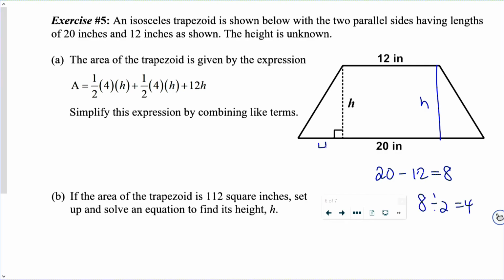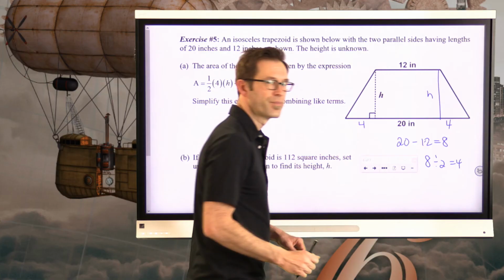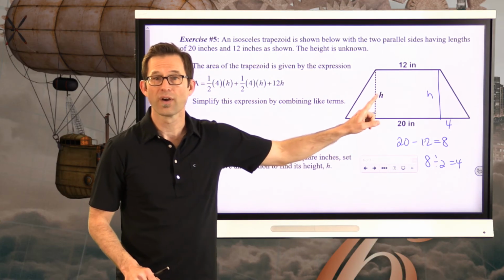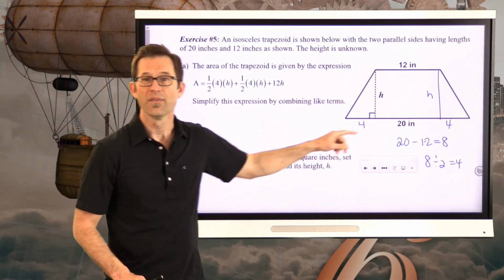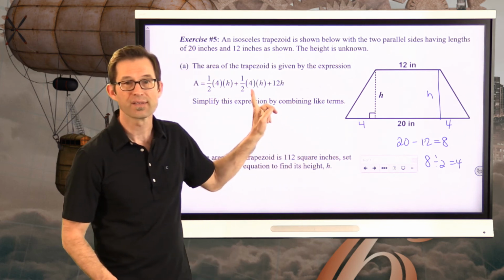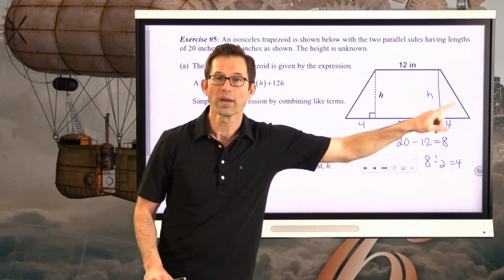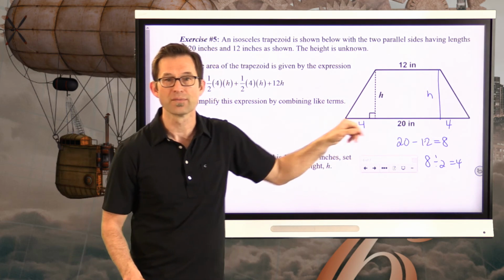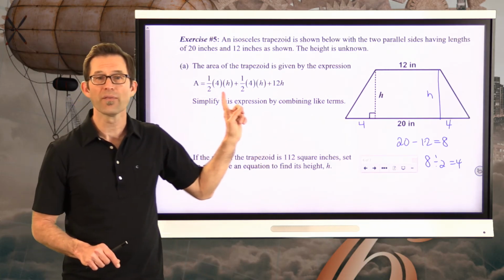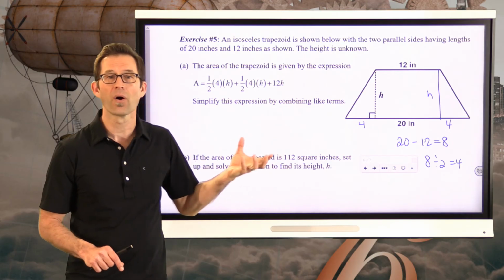So the idea is that the area of this triangle would be 1/2 times 4 times h, that's this. The area of this triangle would be 1/2 times 4 times h, that's this. And then the area of the rectangle would simply be 12 times h, and that's this. What I'd like you to do is try to simplify this expression by combining all like terms.